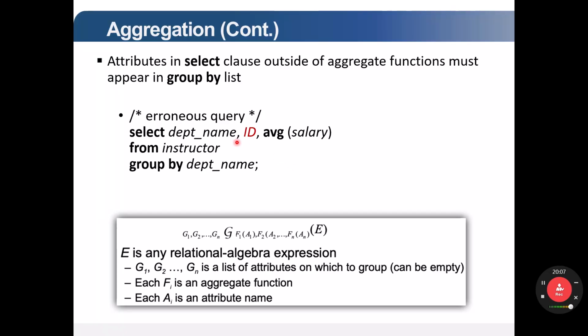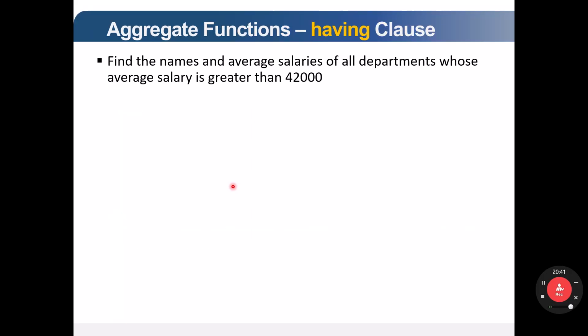Okay? The logic of group by is to group records using the attribute specified in the group by clause, and then we need to perform the aggregate function. But if we do not use an aggregate function for this attribute ID in this example, then we do not know what to do with multiple values that belong to the same department name. Okay? We must use an aggregate function for all the other attributes except those used in the group by clause. Okay, next.